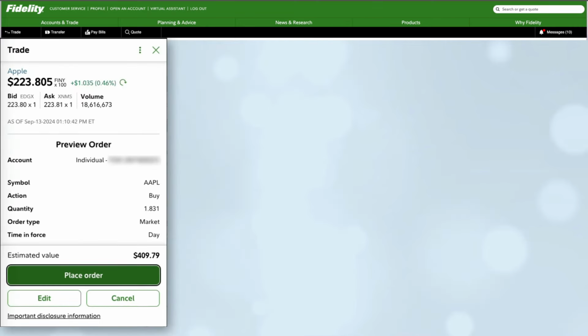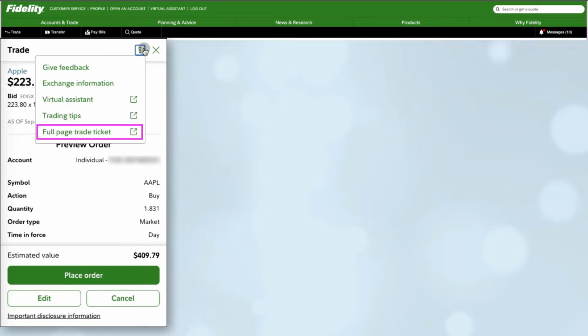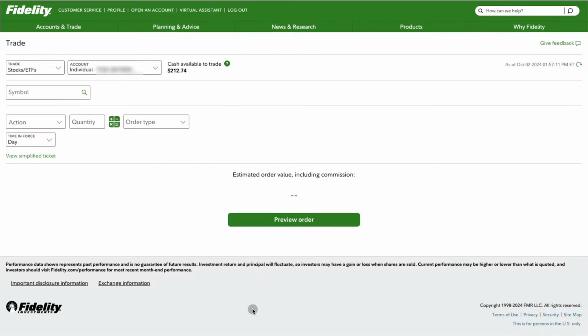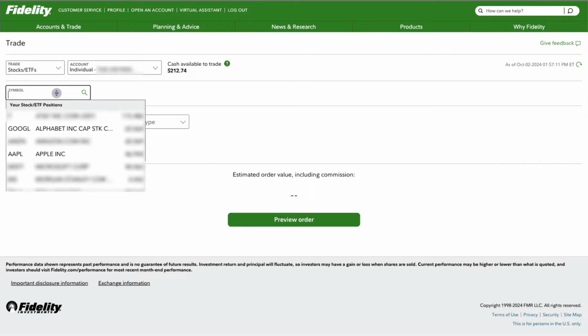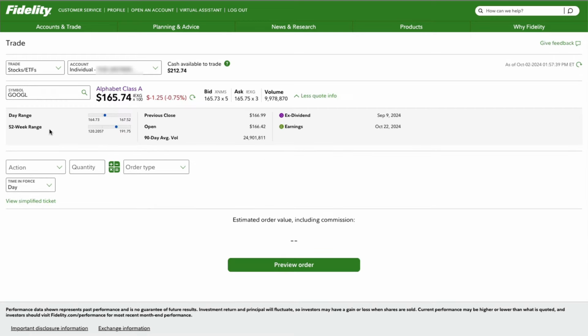The second way to trade securities on Fidelity is by using the full page trade ticket. Click the 3 dots next to the trade button and select full page trade ticket. The options are the same, but you get a dedicated page for trading with more data available for the selected securities. For the Google stock I selected, I don't just see the bid, ask, and volume information.